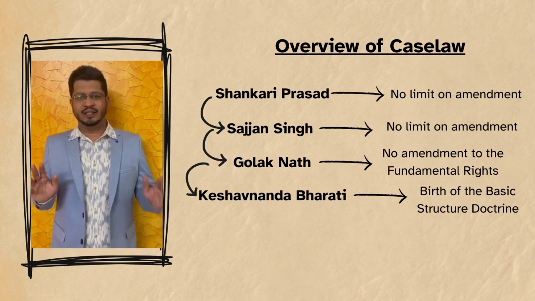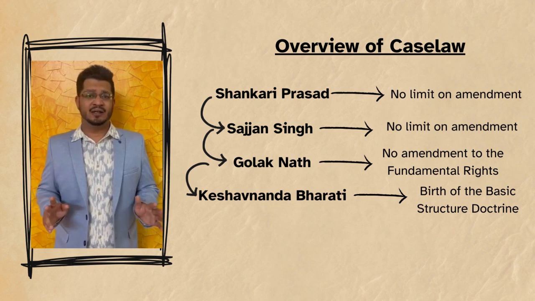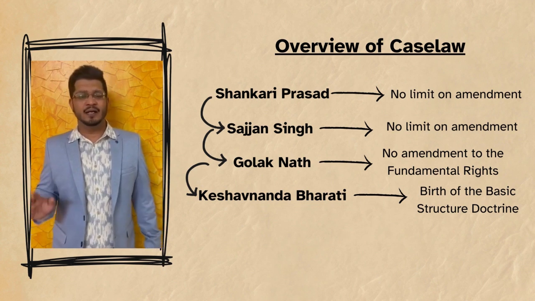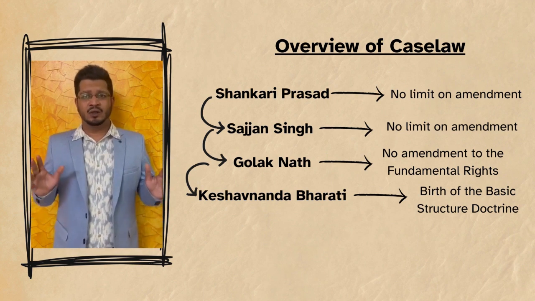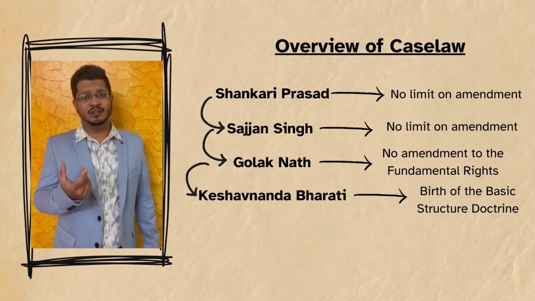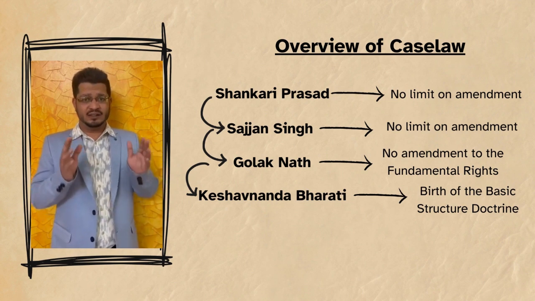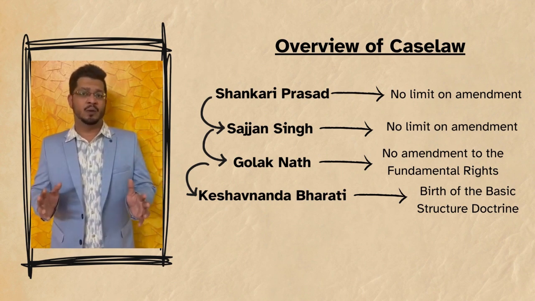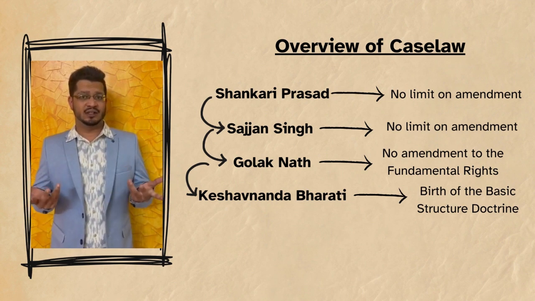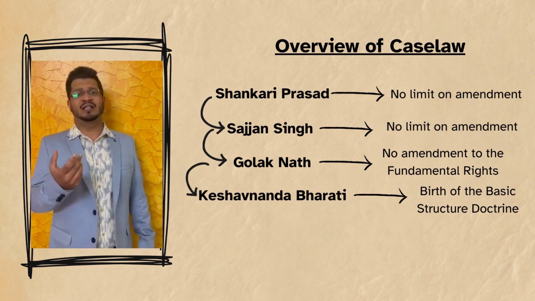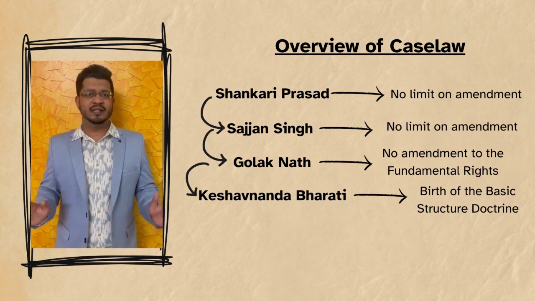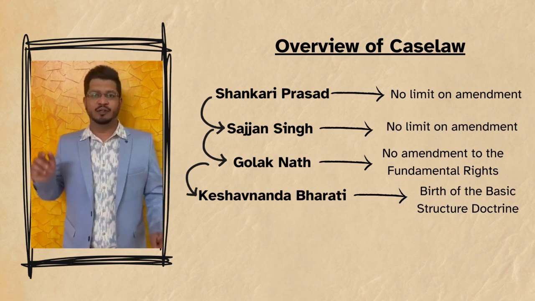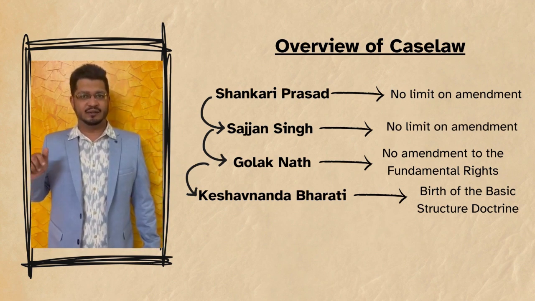Broadly speaking, in this case, it was held that there was no limit on the amending power of the Parliament. However, the Constitution could not be amended in such a way so as to destroy the basic structure of the Constitution. Now, what is the basic structure of the Constitution? What are the characteristics which can be considered to be the basic structure? We shall look at all those questions when we discuss this case of Kesavananda Bharati.